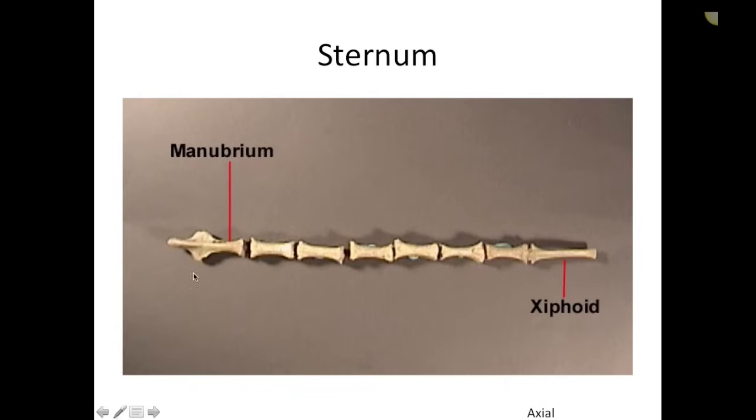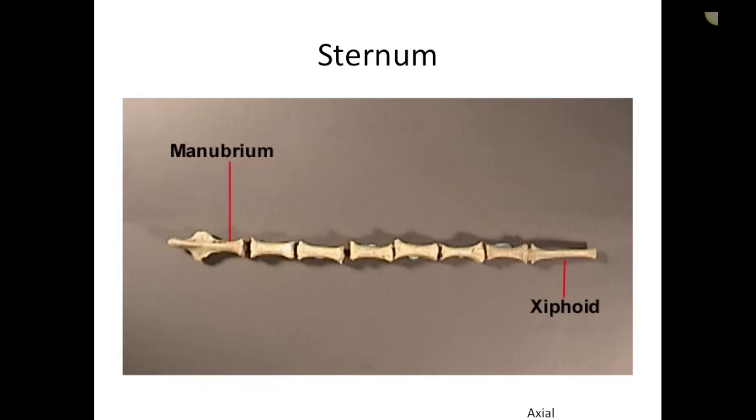Again, we count and label them from cranial to caudal. This is sternebra number 1, sternebra 2, 3, 4, 5, 6, 7, 8. Other names for these: the most cranial sternebra is also called the manubrium, and the most caudal sternebra is also called the xiphoid. Clinically, we can often feel the manubrium on dogs and cats, as long as they're not heavily muscled in that thoracic girdle area.